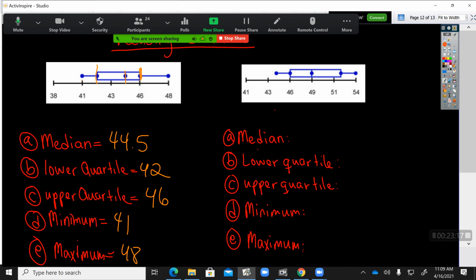Now, some people looked at this 38 and said, no, the information goes all the way to 38. No, because this is just a number line. The information is the box plot itself, the blue.